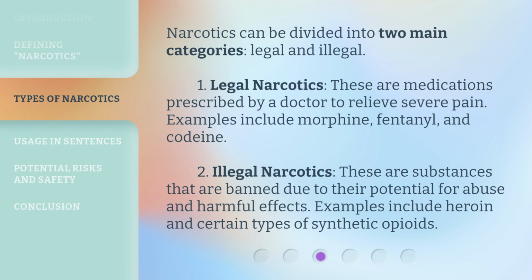Narcotics can be divided into two main categories: legal and illegal. 1. Legal narcotics. These are medications prescribed by a doctor to relieve severe pain. Examples include morphine, fentanyl, and codeine. 2. Illegal narcotics. These are substances that are banned due to their potential for abuse and harmful effects. Examples include heroin and certain types of synthetic opioids.